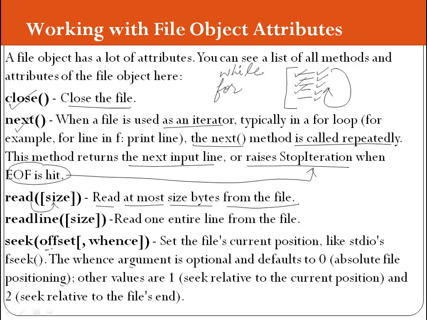Seek means something to search on, where the pointer is to be taken. So it sets the file's current position, right? Suppose this is your text file, and this is the whole file content. You want the cursor to move here directly, so here you can see seek, the position of this location. Then the cursor will be over here, and the file reading will start from this position.